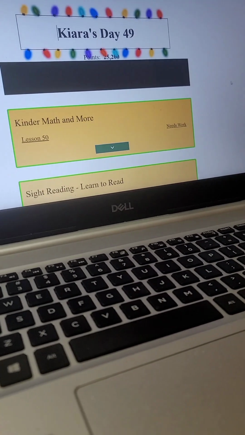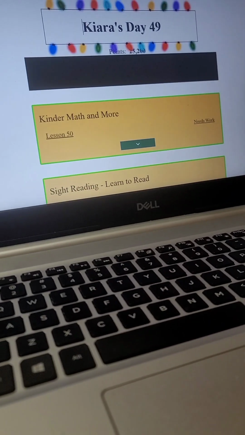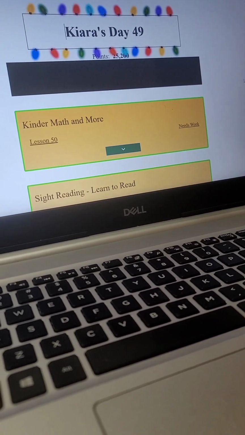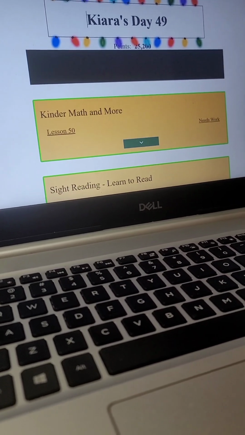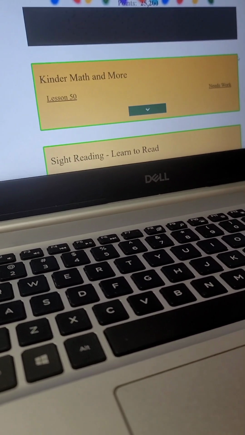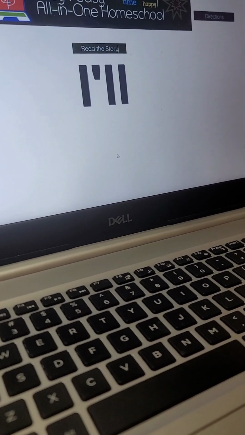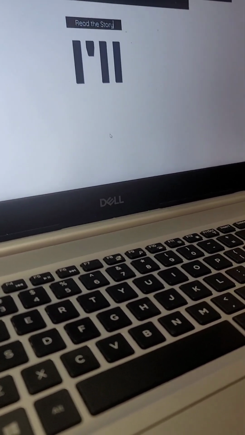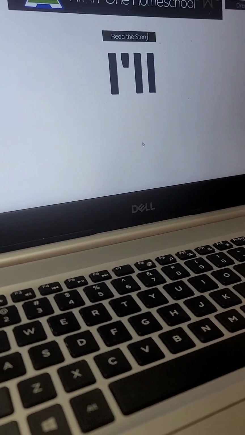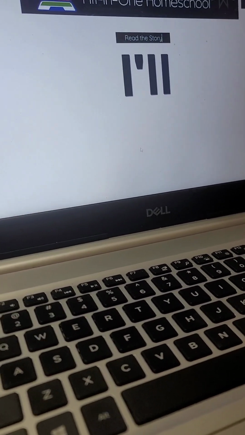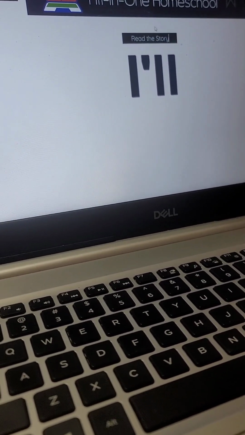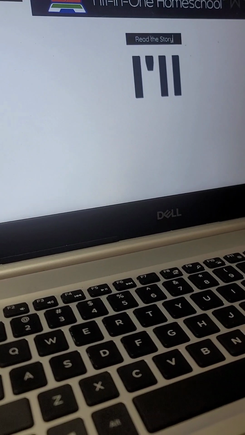Okay, we are on Kiara's day number 49. All right. In math lesson 50. Let's get started. Okay, your word for today is owl. Owl. Okay, now let's read the story.